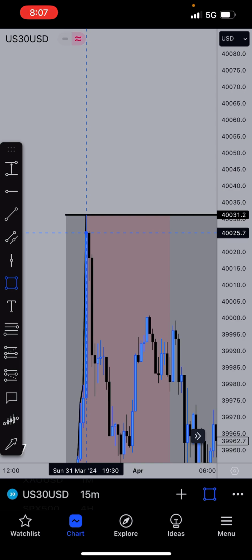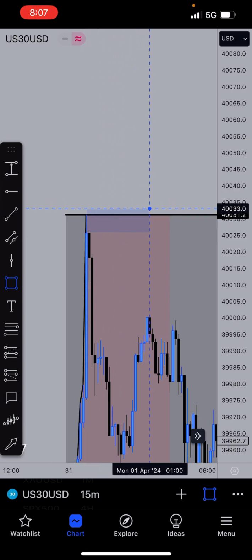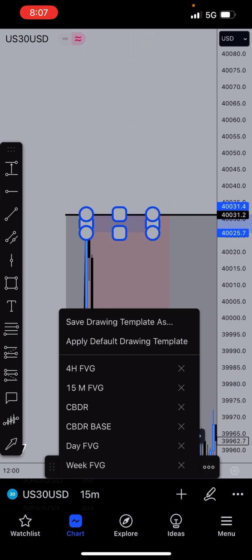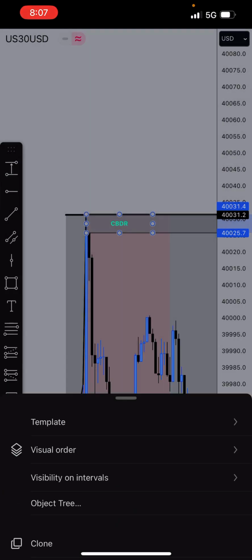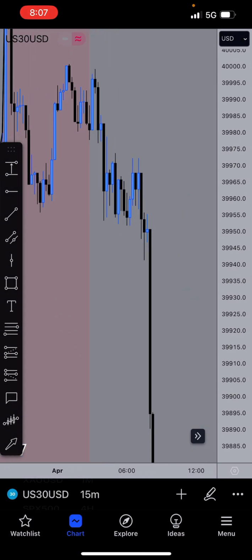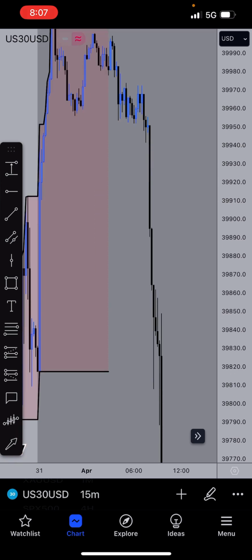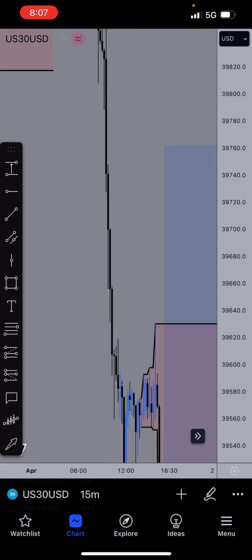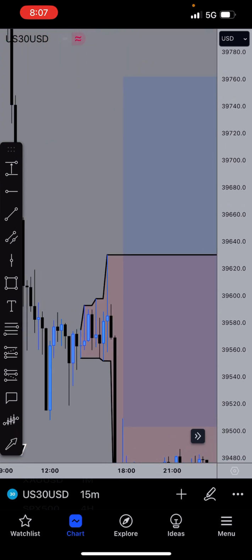So let's get started. This is the first one within this monthly range, so I'm going to note that as a central bank dealers range. Lock that in. And this acts as my support and resistance. So this is very important in my trading plan. So I have to have it on my chart, right?